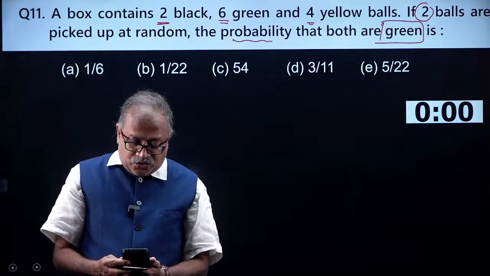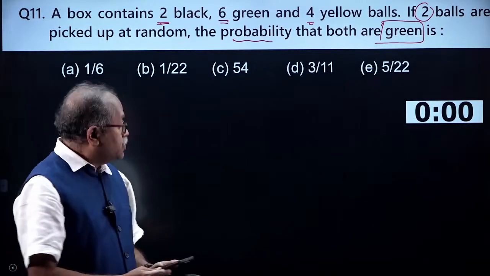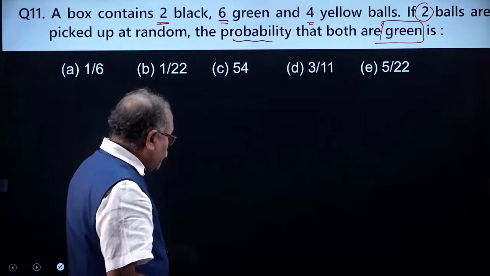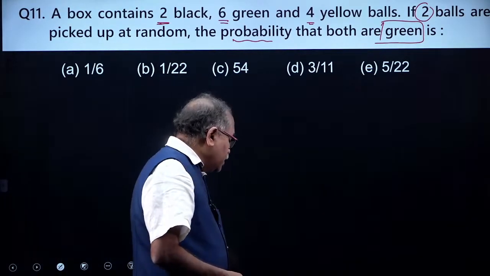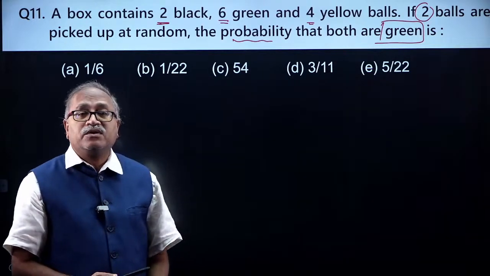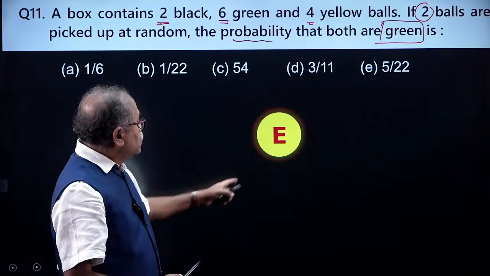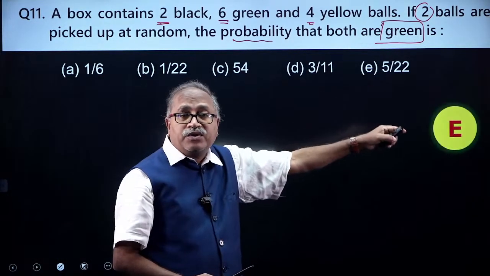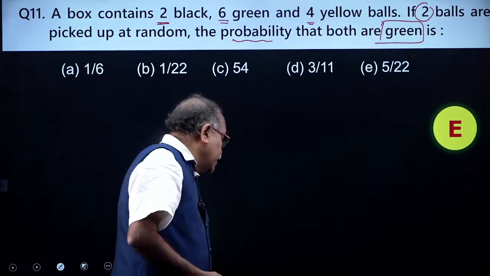5 by 22, option E, Anusha, option E, 5 by 22. Let me check, Aman is equally good in the probability too. So, option E, 5 by 22. Well done, sir, well done.